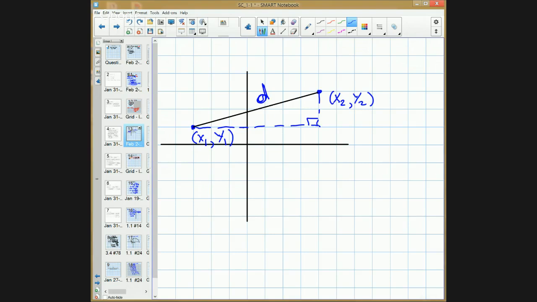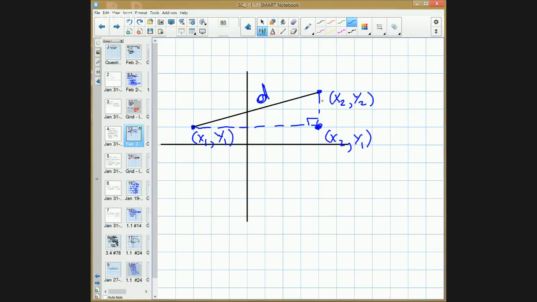What are the coordinates of this point right here? Well, that point is directly below this point up on top, so wouldn't that have to have an x coordinate the same as that point up there? That's got to be x2. And the height of this point, doesn't that have to be the same as this point over on the left? So that's got to be y1. So now we know the coordinates of that point.